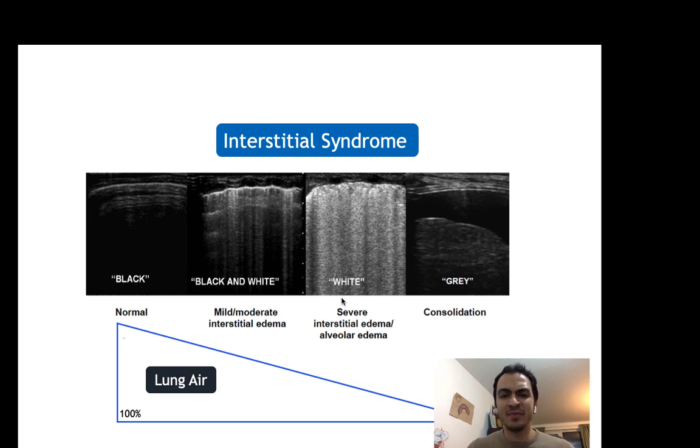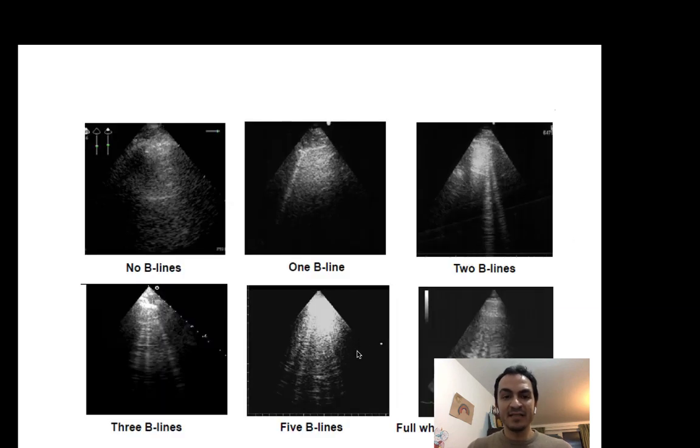And when the B lines become very confluent, like the one we just saw together, and they become like a curtain, it makes the lung look white in structure, which is a degree of alveolar edema, and the worst degree of aeration is the presence of consolidation. And this is an example of different degrees and different numbers of B lines.